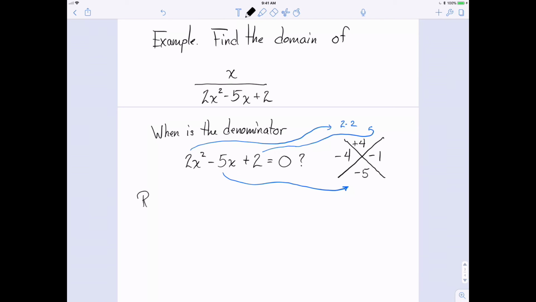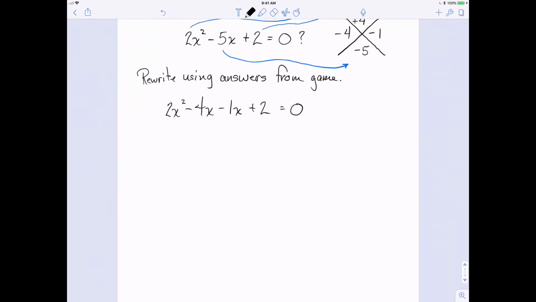So now we rewrite our quadratic using the answers from the game. And we get 2x squared minus 4x minus 1x plus 2 equals 0. Okay, now we can factor by grouping.